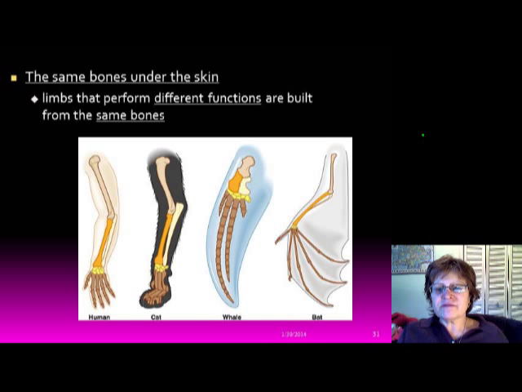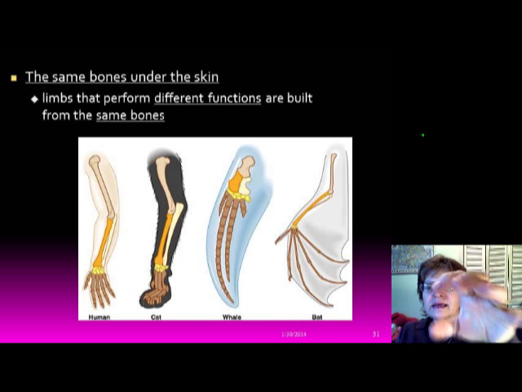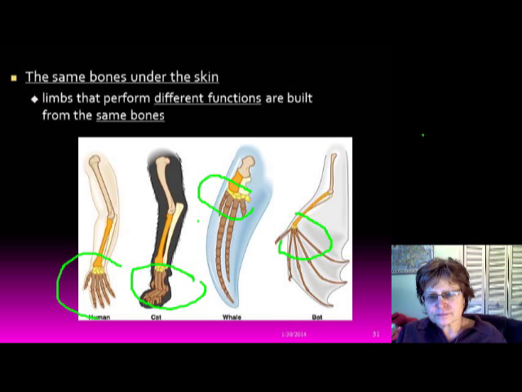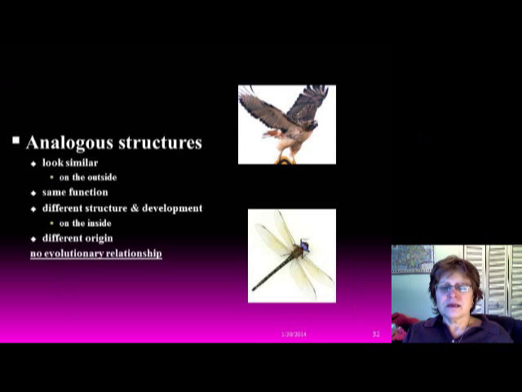They have very different functions because we grasp with it, the cat is moving on it, the whale is swimming with it, and the bat is flying. So each of them does something different, but if you look at their bones, they are strikingly similar. It's crazy, they really are. So this is what we call homology. Remember, very different function but the same anatomical buildup.